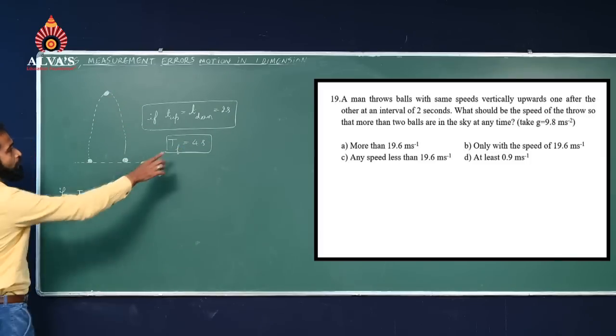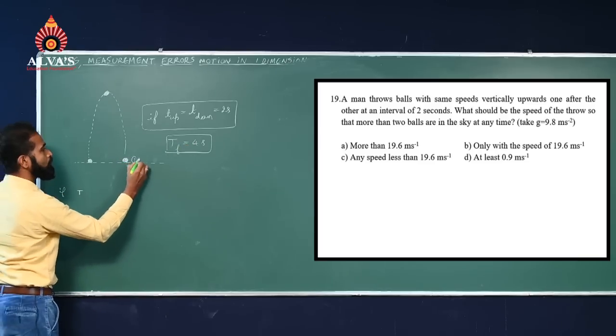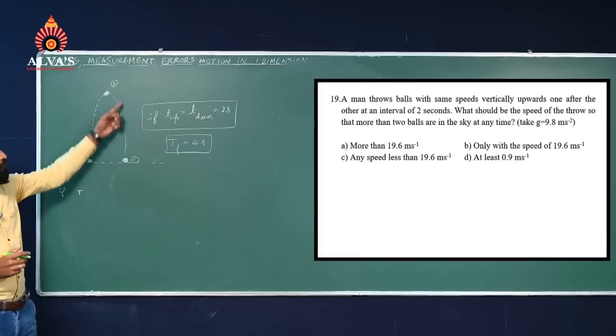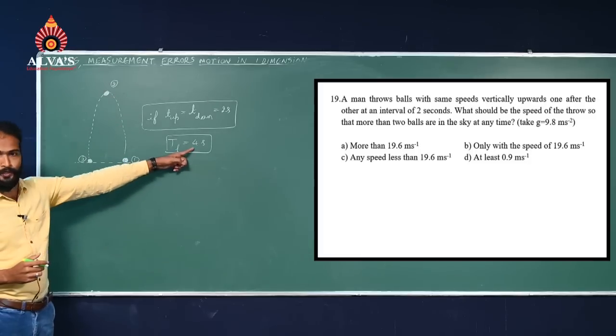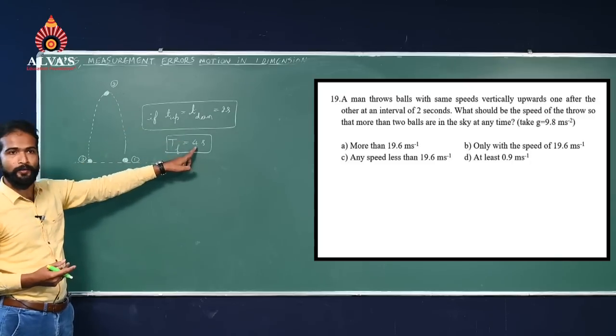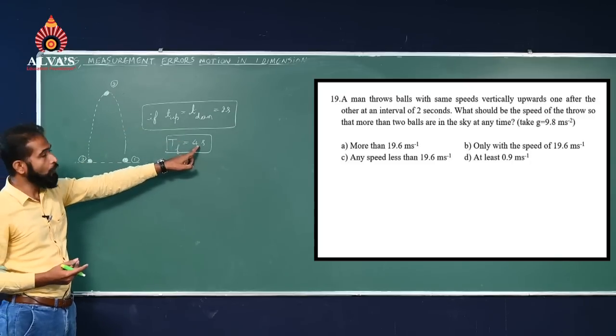The meaning is that in 4 seconds, this is the first ball, second ball and the third ball. So the first ball should not reach the ground in 4 seconds, it should be in the air. So the required quantity is the time of flight should be more than 4 seconds.